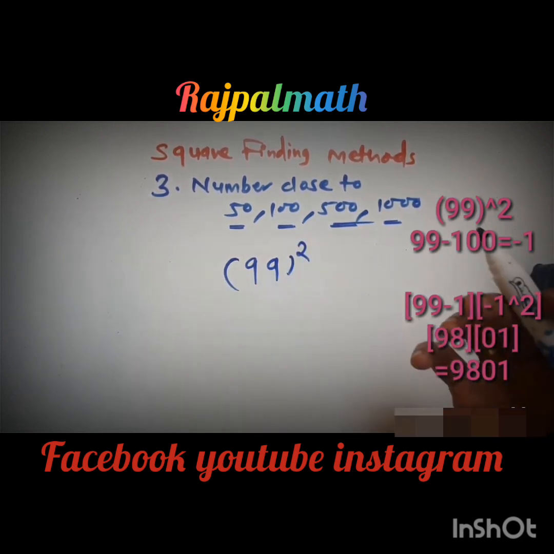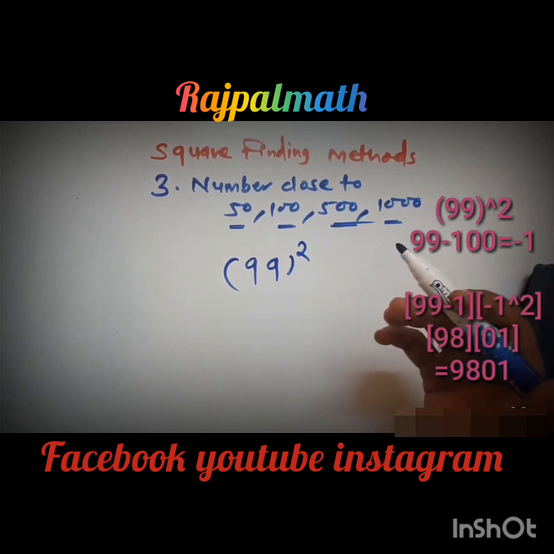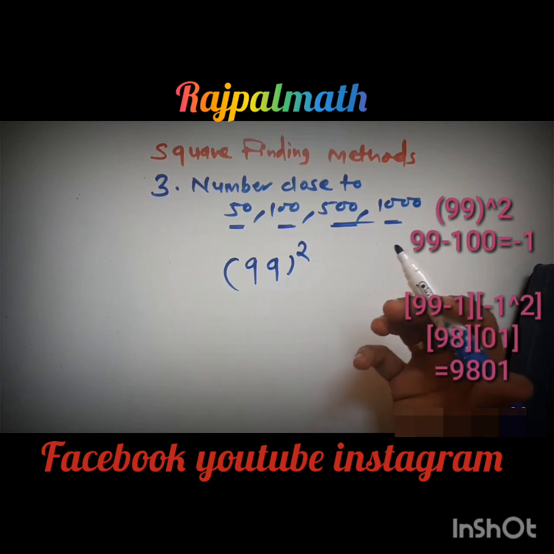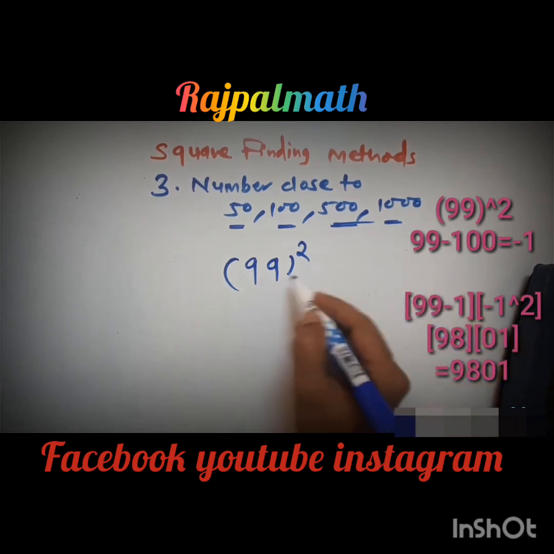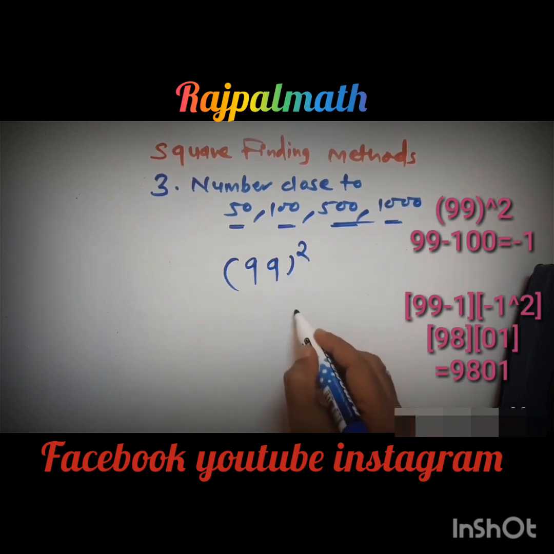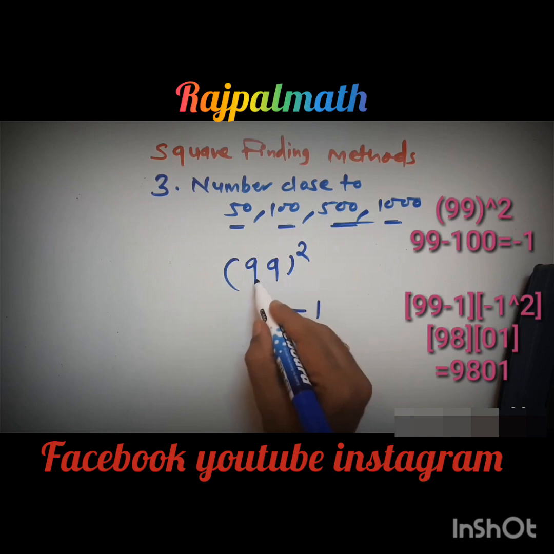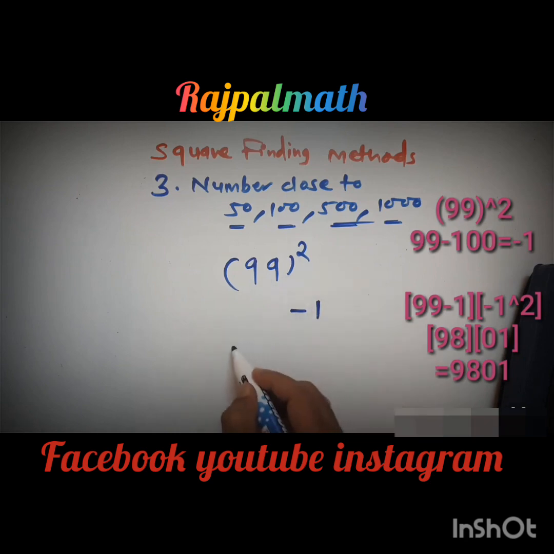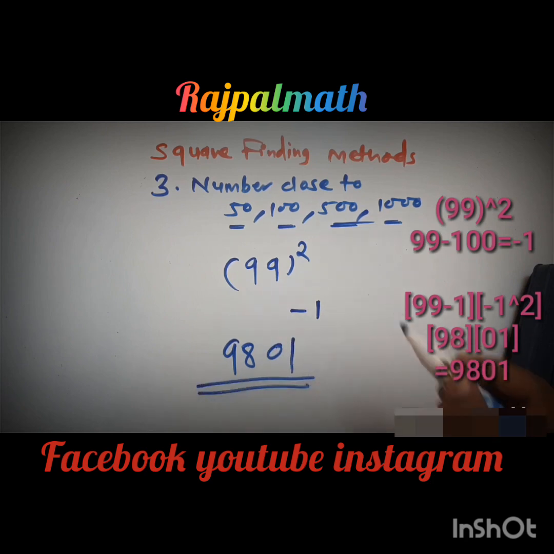So here there is a big change. It's kind of the same method, but the formula you are going to apply has changed. You are always going to find out the difference of 99 with respect to 100, that is minus 1. And we are going to minus this 1 from the 99 itself. So 99 minus 1 is 98, and square of 1 is 01. So 9801 is my answer.